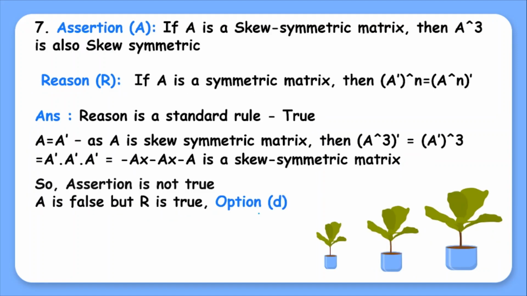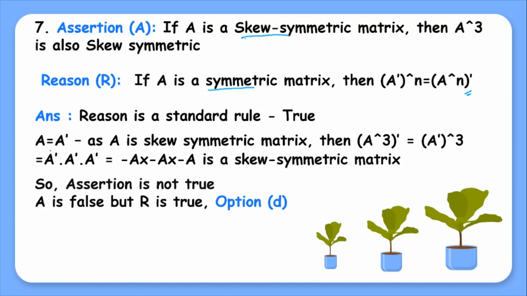Question 7. Assertion: if A is a skew symmetric matrix, then A cube is also a skew symmetric matrix. The same way, the reason is: if A is a symmetric matrix, then (A dash) whole power n equals (A power n) the whole dash. Here the assertion says skew symmetric, and here the reason says symmetric. Same as the previous question, the reason is a standard statement, so it is true. Now again we check with the same method.